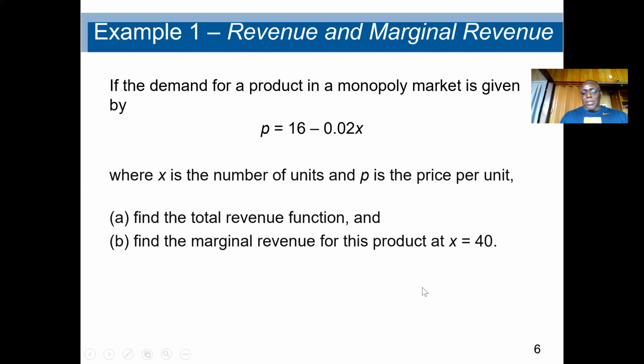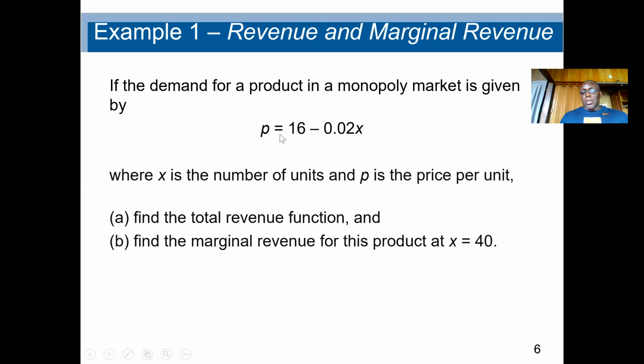We should find the total revenue function and also find the marginal revenue for this product at X equal to 40. Now, you remember the P, they said is the price. So to find the revenue, it will be what? The price times X. X will be the number of units sold. So if the number of units sold is 100 and the price is $2, then the total revenue will be 200, 2 times 100. So let's see the solution.